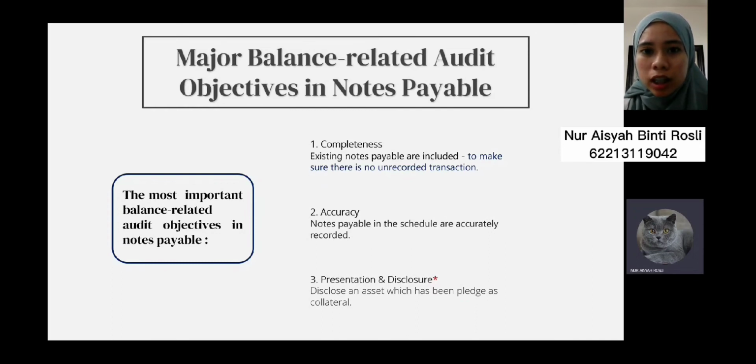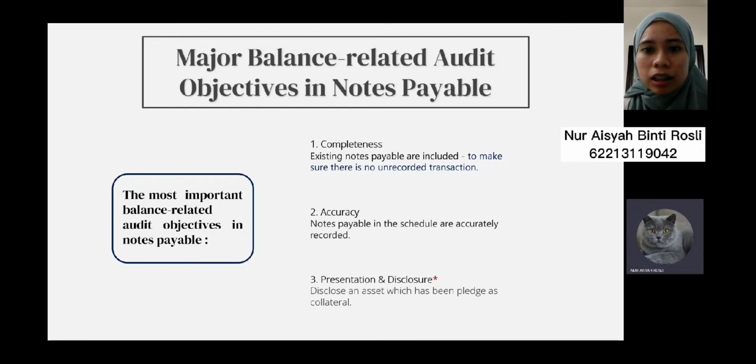Assalamualaikum, my name is Aisyah and I will explain about major balance related audit objectives in notes payable. There are three important balance related audit objectives in notes payable, which are completeness, accuracy and presentation and disclosure. Completeness is to make sure the existing notes payable are included. Why is completeness more important than existence for loans? It is because completeness is to make sure there are no unrecorded transactions, but existence is to make sure the transaction is valid or not a fictitious transaction.